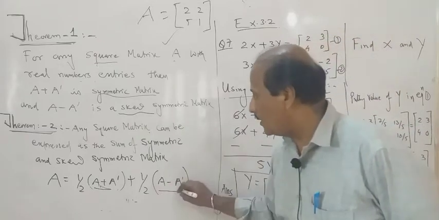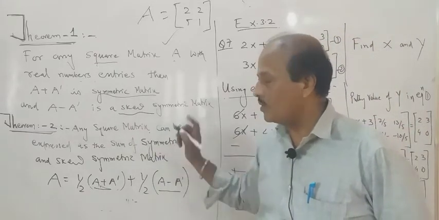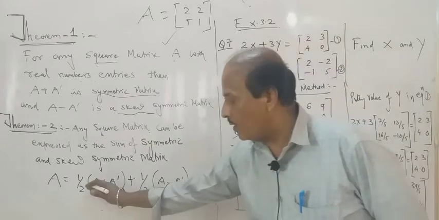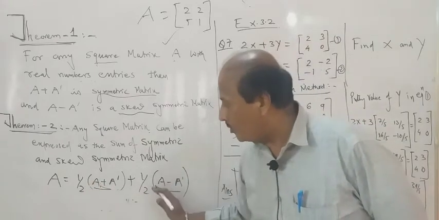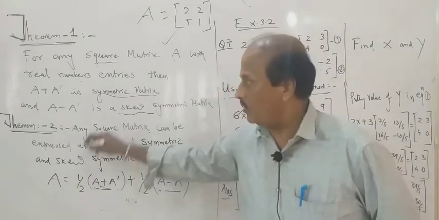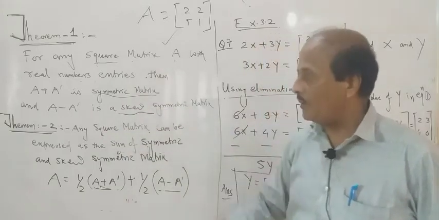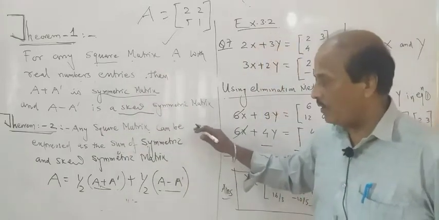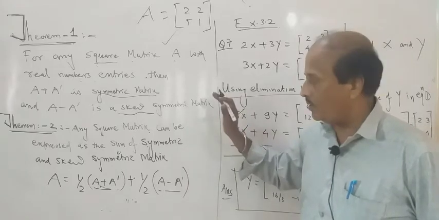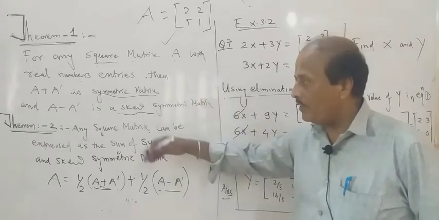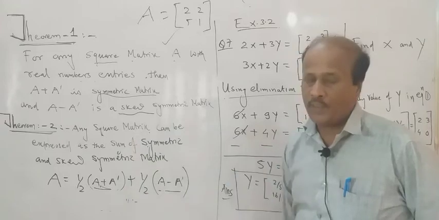A plus A dash is a symmetric matrix. What is A minus A dash? A minus A dash is a skew symmetric matrix. If you make its half and then you add it up, you will get the given matrix. So these are the two very important theorems. You remember only the statement. Proof is not given and proof is not required in a board exam. You just remember, and it can be proved with the help of an example.